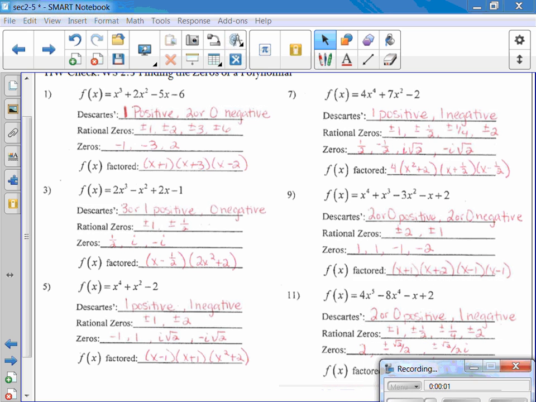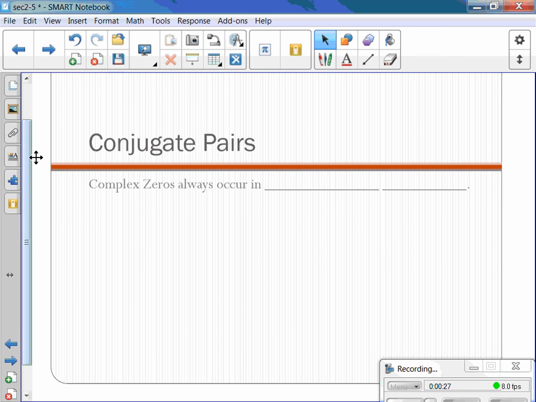Factoring all the way down to that x squared. All right. Using our Descartes rule and our rational zero theorem, we're able to get the possible zeros and then finally come up with those zeros. You saw in a few instances we had the x squared plus 2. Right? We actually had a number for the zero. Imaginary, right? So that's something we're going to be looking at today.